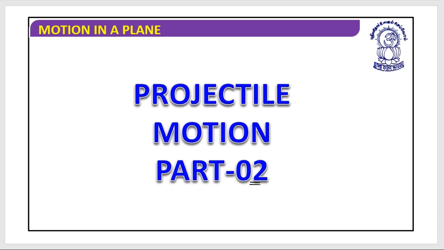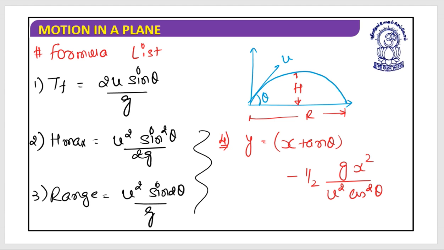In the previous class we discussed what projectile motion is, what the common terminologies are that we are interested in, and we derived the formulas and did one numerical that included all this. So first let's quickly revise the formula list and then move on to the next questions. This is the formula list.